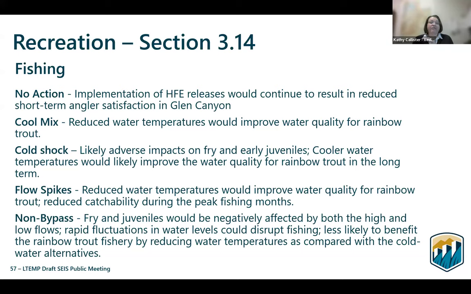Under flow spikes, reduced water temperatures would improve water quality for rainbow trout, but there would be reduced catchability during the peak fishing months. For the non-bypass, fry and juveniles would be negatively affected by both the high and low flows, and rapid fluctuations in water levels could disrupt fishing. There would be less benefit to rainbow trout fisheries because of the reduced water temperatures as compared to the cold water alternatives.